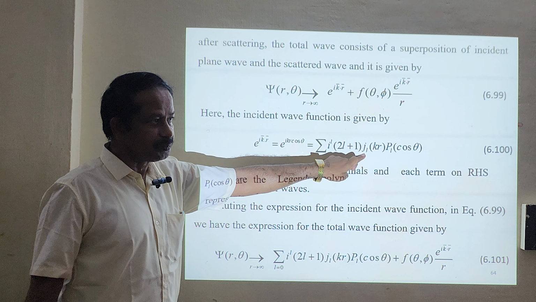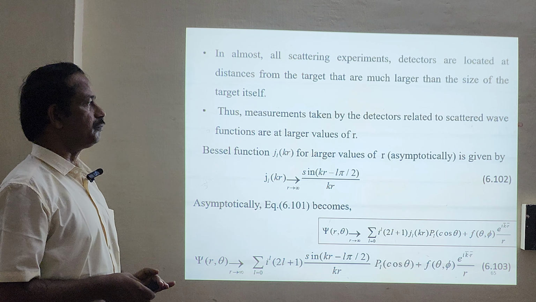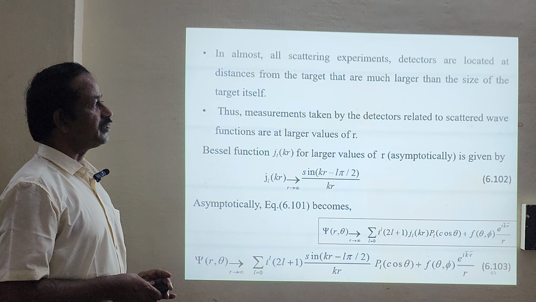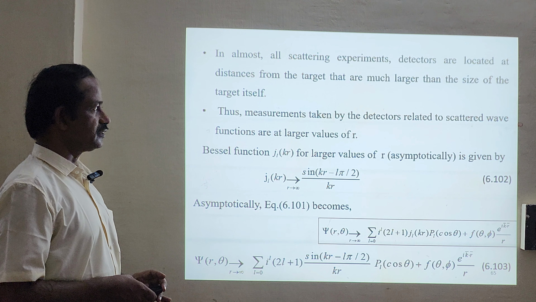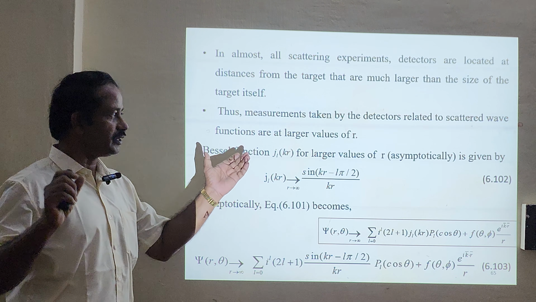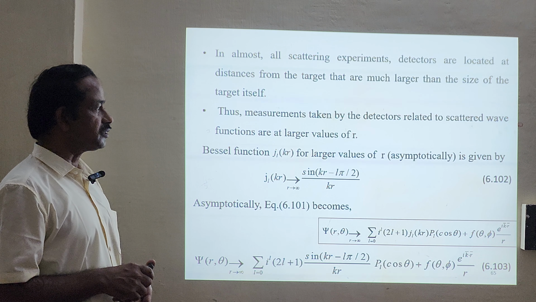Is it okay? So this is your incident wave, and this must be your scattered wave. This will be your total wave function. In almost all scattering experiments, detectors are located very far away, at very large distances from the target, much larger than the size of the target itself. Thus, the measurements taken by the detectors related to the scattered wave functions are at large values of r. That's why we are going to use the asymptote.